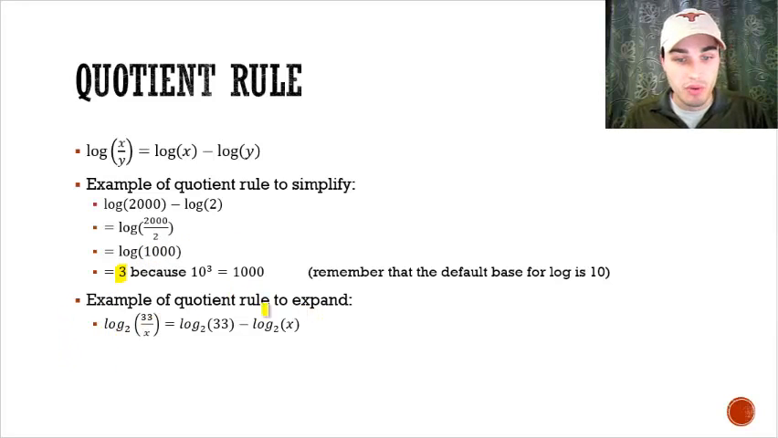And here we're using the quotient rule to expand. So I have a quotient, and I'm going to pull that apart. That's all that's happening. I'm just pulling it apart into more logs, keeping the same base throughout. Notice that log base 2 throughout. And then I just have log base 2 of 33 minus log base 2 of x.